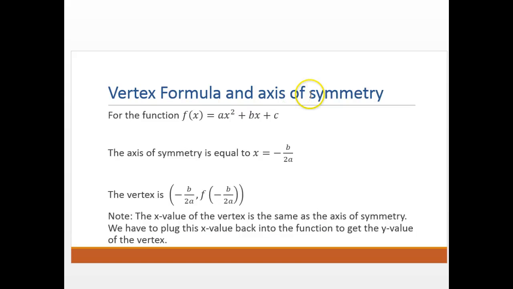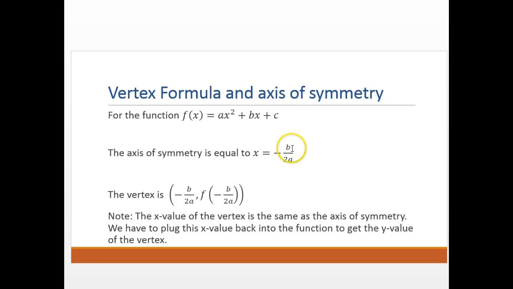The vertex form and the axis of symmetry. Here is the formula for f of x equals ax squared plus bx plus c. By definition, the axis of symmetry is equal to x equals negative b over 2a. We could derive this through the quadratic equation, which we'll learn later, or through methods of calculus that you'll see in other classes beyond this.